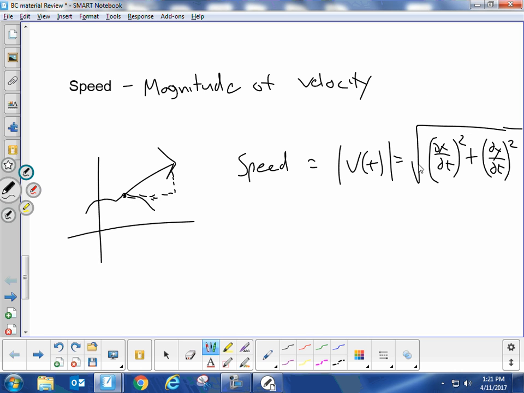This is just the magnitude. Notice there's no integral for speed. It's just the Pythagorean theorem. This would be my dx/dt portion. This would be my dy/dt portion. And we can find this distance here using that.